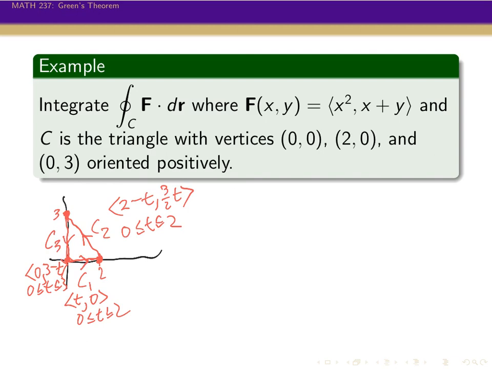Our closed line integral, we're breaking it up into these 3 pieces.